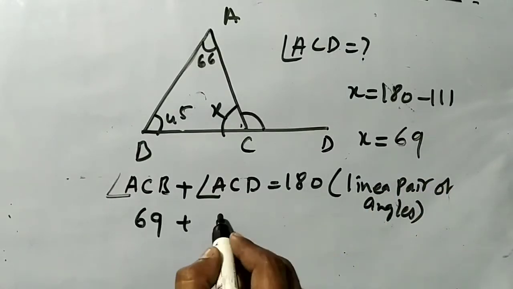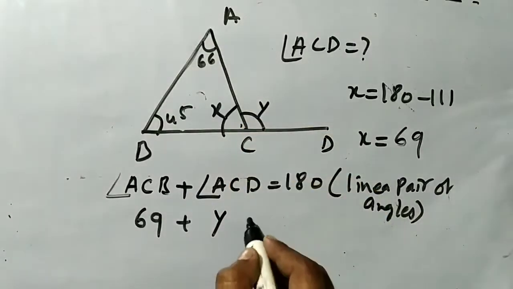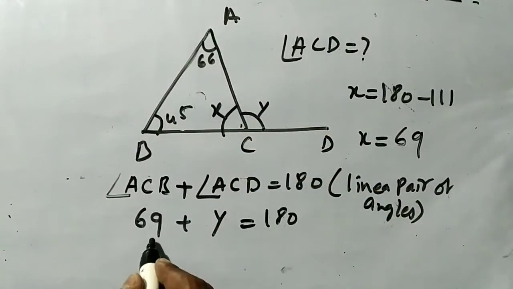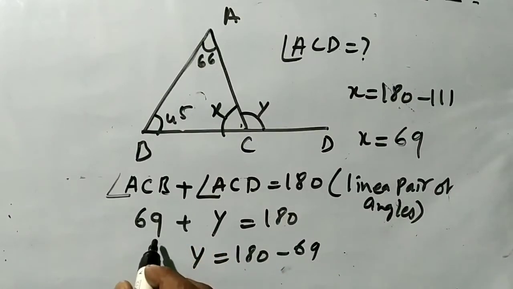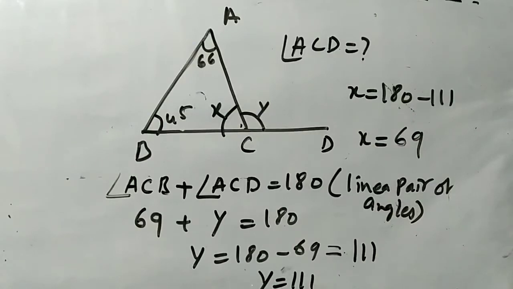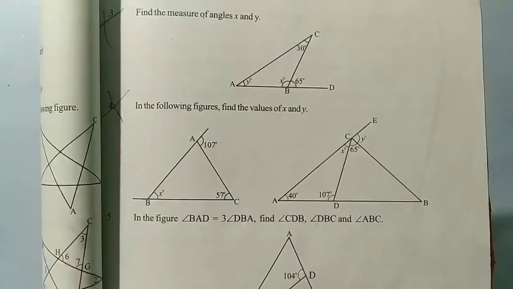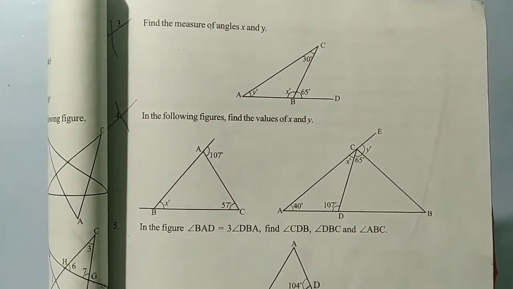We got 69 plus we don't know this one. Let us consider this as Y. So 69 plus Y is equal to 180. When the 69 goes to the RHS, it becomes minus 69. Y is equal to 180 minus 69, which is 111. Then Y is equal to 111. Here what is Y? Y is equal to angle ACD.